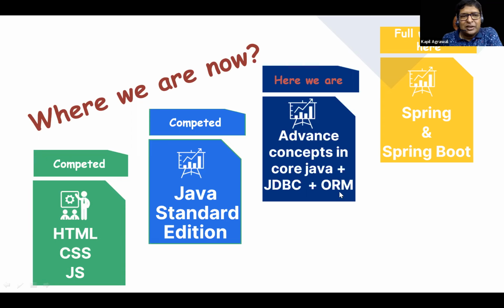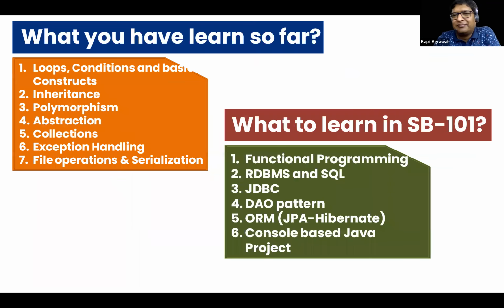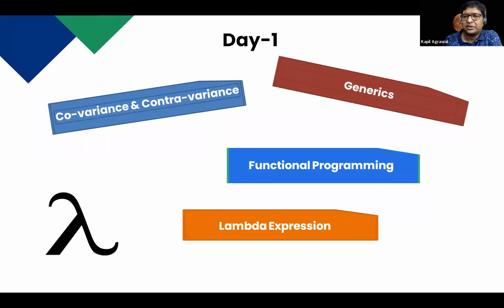That's good. Then next, you will be in the SB201 batch. SB201 has different content, so when you get there, we will discuss that. Coming to the next part, what you will learn is already discussed here. We will talk about functional programming. After functional programming, RDBMS and SQL is another point we will discuss. Then we will talk about JDBC, the DAO pattern, and ORM, that is JPA Hibernate. And finally, there will be a console-based Java project. So six things are there, and this is how they are organized.